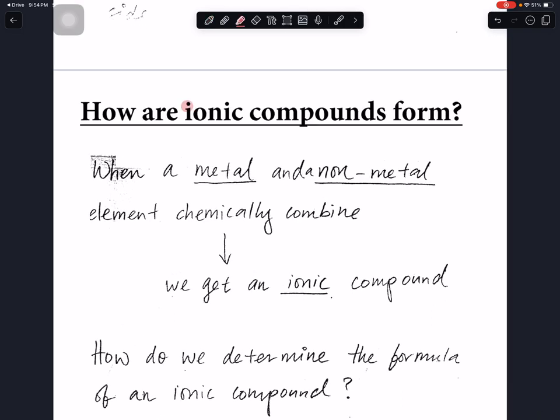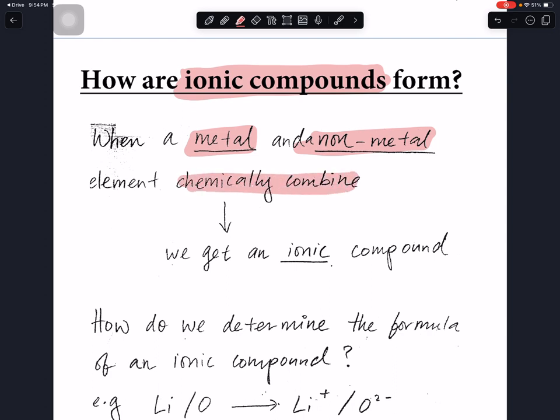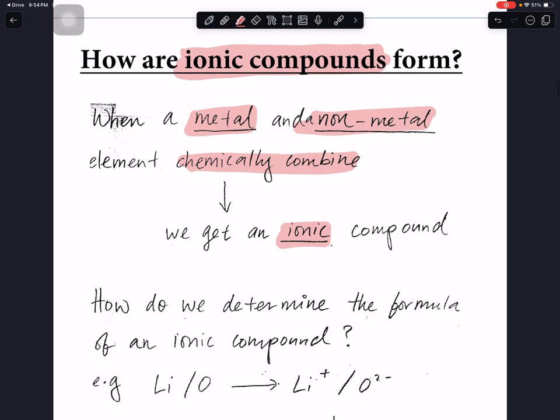Okay, students, so over here we will be looking at your ionic compounds. So what is an ionic compound? To form an ionic compound, you will need a metal and a non-metallic element, and then you will chemically combine them together. When you do that, you will get an ionic compound.